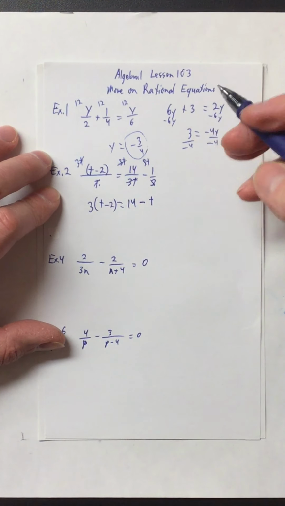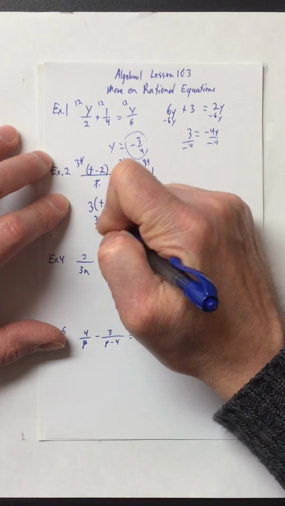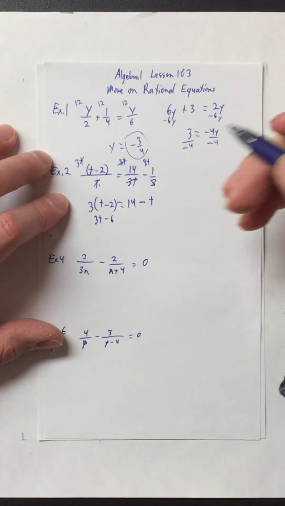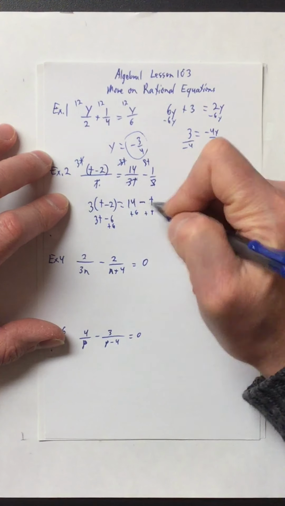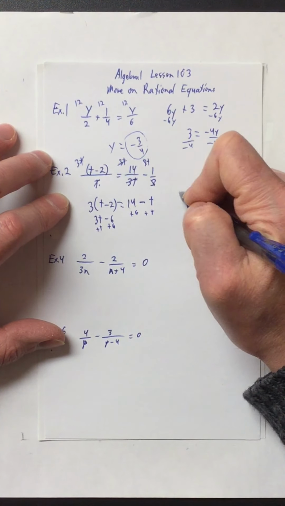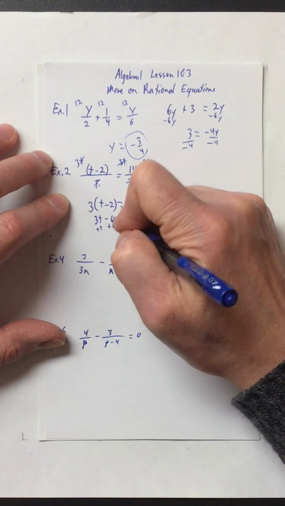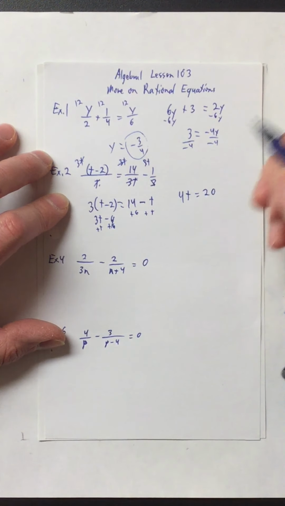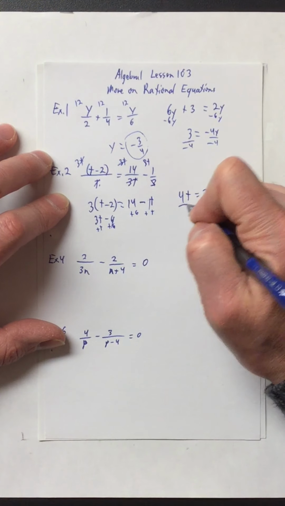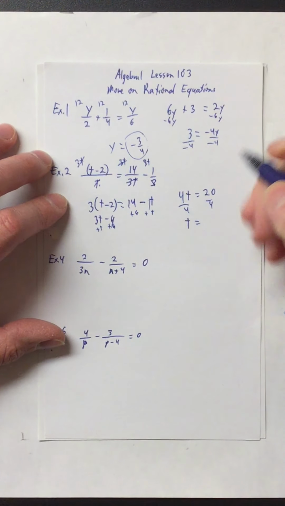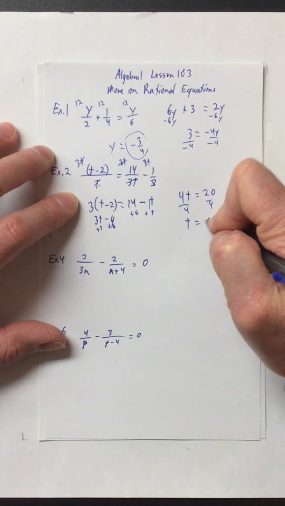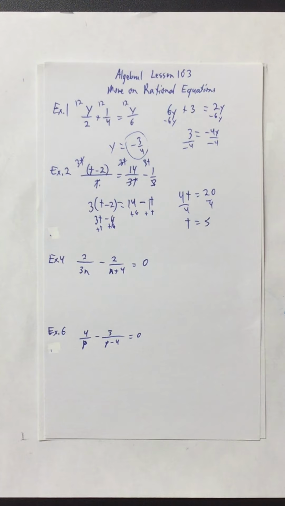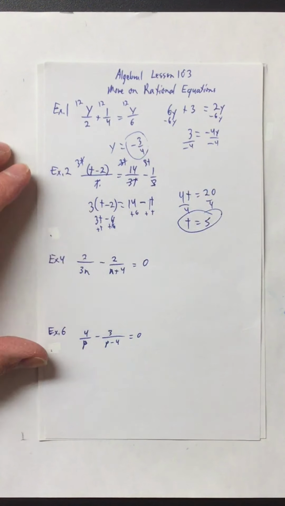To remove my denominator, here my two t's are going to cancel, and I'm going to get 3 parentheses t minus 2 equals, here everything's going to cancel, and I'm left with my 14. Here my 3's are going to cancel, and I'm at minus 1 times t, which is going to be minus t. To further simplify, let's remove my parentheses. I get 3t minus 6. Add 6 to both sides. Let's add a t to both sides. It looks like I get 4t equals 20. Then divide by 4, t is equal to 5. And there's my answer for example 2.